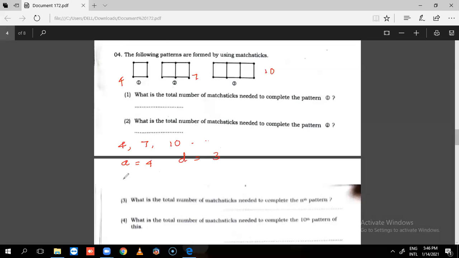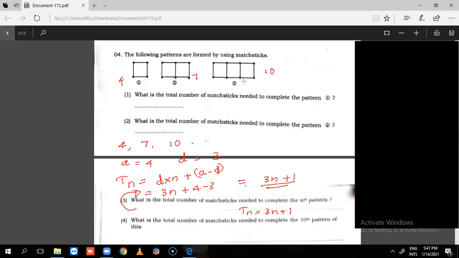Then you have to find the general term. Tn equals common difference into n, then d into n plus a minus d. Write this down: subtract d from the first term. d is how much? 3n plus a, that is 4 minus 3, that is 1. Answer 3n plus 1. Then the total number of matchsticks needed to complete the 10th pattern, I do this sum here.